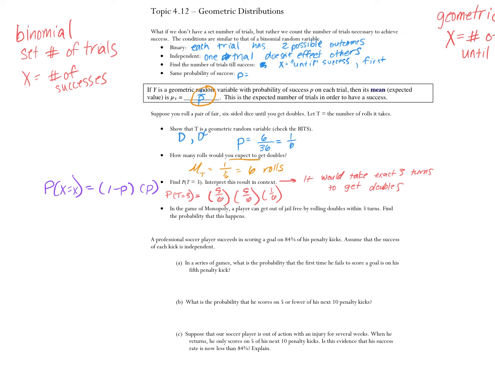Are you with me? And so when it was x equals 3, I had 2 failures because the third one was the successful one. What if this had been t equals 9? How many of 5/6 would I have? 8. And then the 1 success. Do you guys see what I'm saying here? Okay? So in reality, this is to the x minus 1 power, and then this is that 1 to add up to all the total trials. Okay? All right.